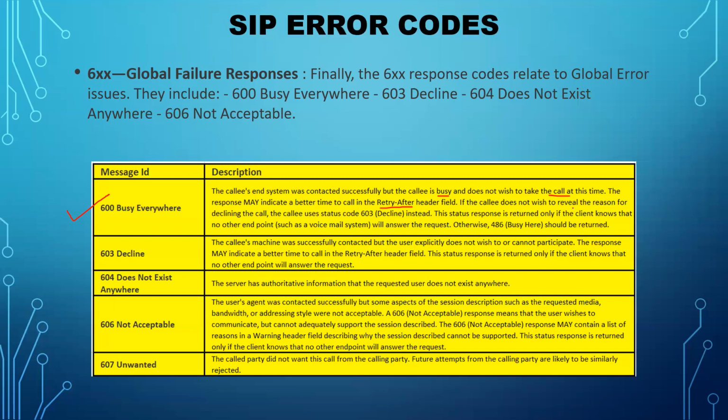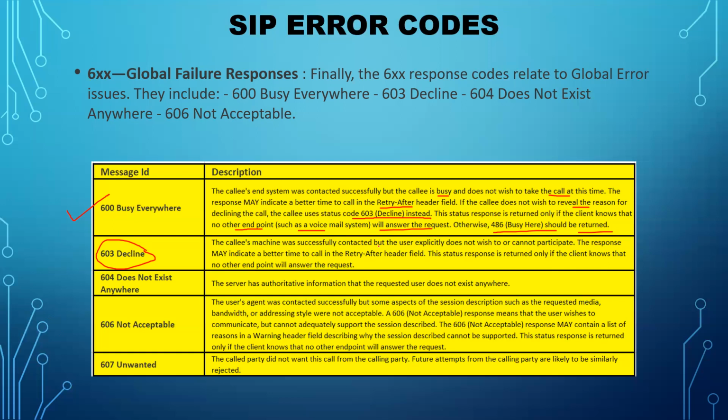If the callee doesn't wish to reveal the reason for declining the call, the callee uses status code 603 decline instead. If the callee doesn't want to tell you why they are busy, then it will send 603 decline. It will just decline it. This status response is returned only if the client knows that no other endpoint, such as voicemail or anything else, will answer the request. Otherwise, 486 busy should be returned.